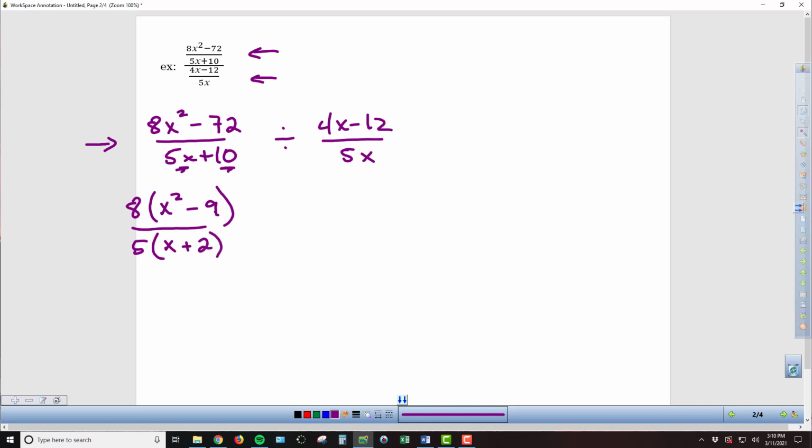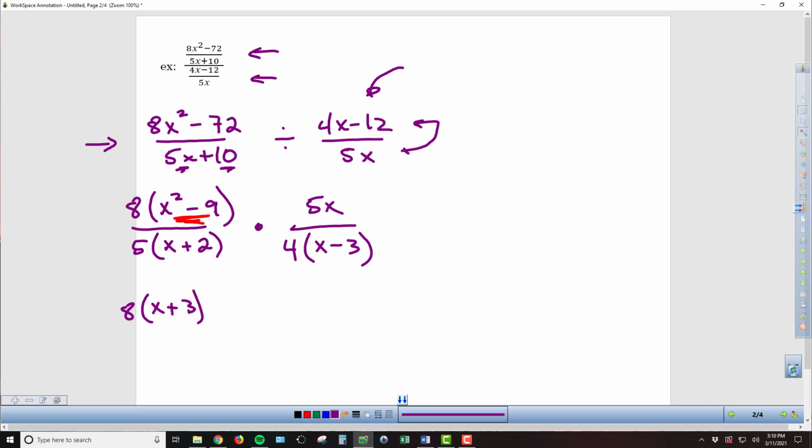And then I'm going to flip this second fraction as I change this to a multiplication question. So the 5x is now going to be in the numerator, and then like I did on the previous question, I'll factor as I flip it. So the numerator here, I can see that there's a 4 that's in common, and then I can factor that out, the 4, leaving me with x minus 3. So I do have one more little piece of factoring that I can do, which is this x squared minus 9. So I've got 8 times, that's a difference of squares, so it's going to factor into x plus 3 times x minus 3. But now everything else is fully factored.